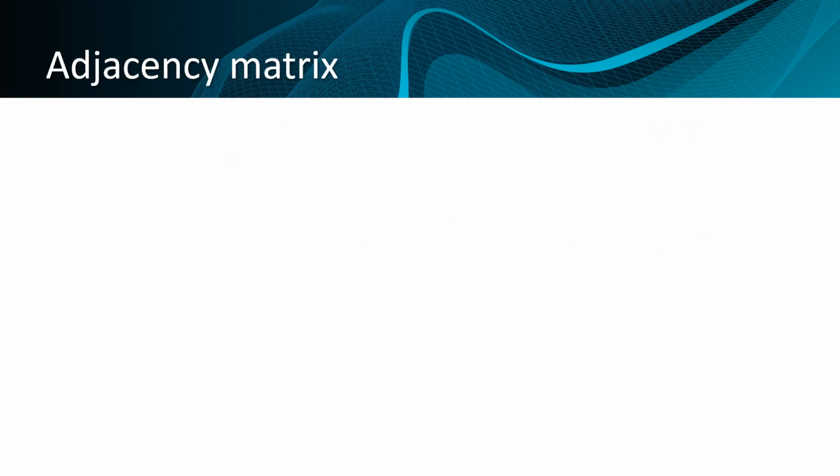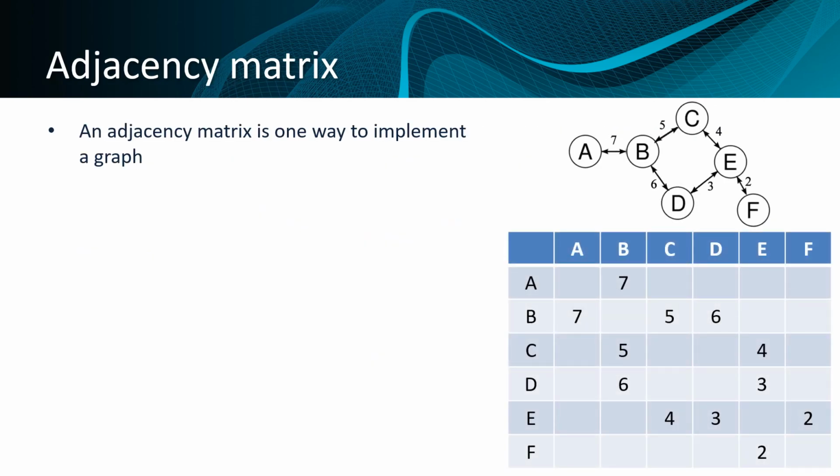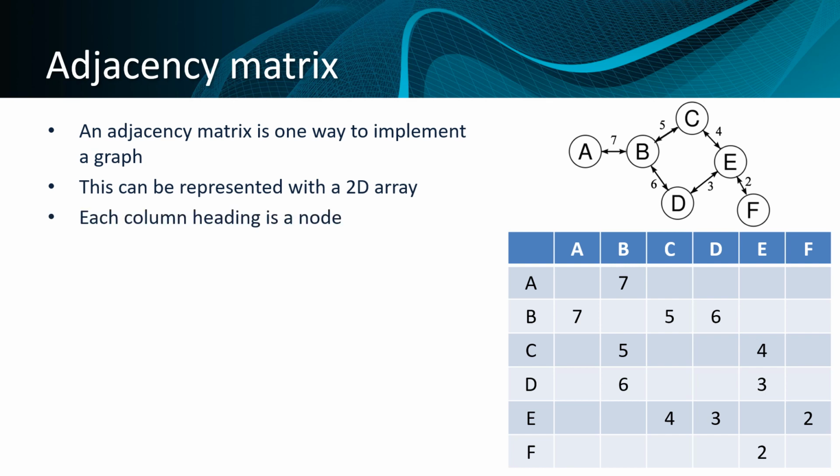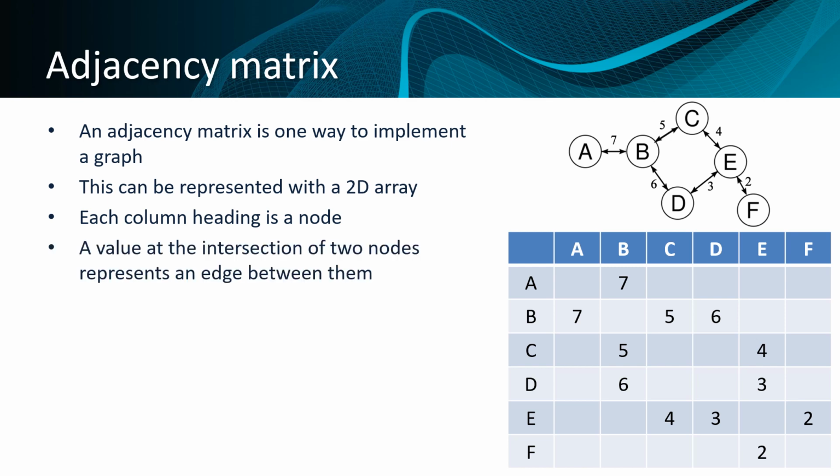An adjacency matrix is one way to implement a graph. This can be represented with a 2D array. Each column heading is a node. A value at the intersection of two nodes represents an edge between them. As you can see, going from A to B will cost 7, same as if you go from B to A will cost 7.